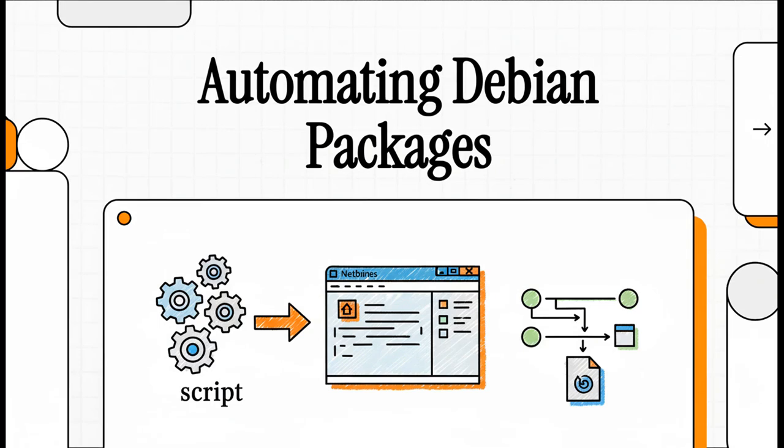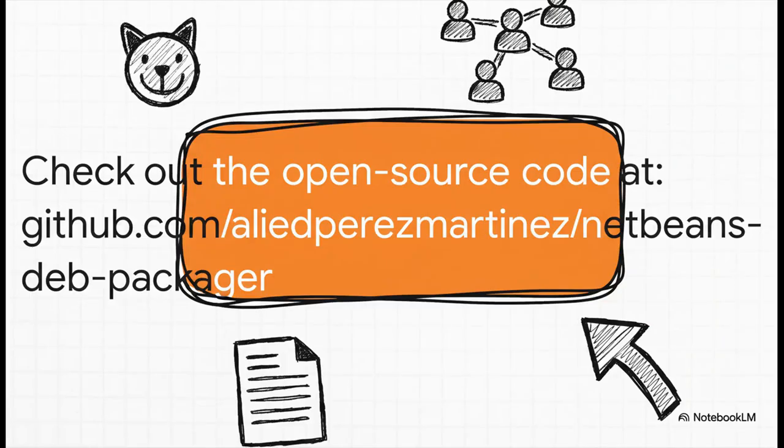Welcome to the Explainer. Have you ever wondered how a plain old .zip file from a developer magically turns into a clean, installable package on your Linux machine? Well, today we're going to pull back the curtain on a script that does exactly that for Apache NetBeans on Debian systems. And the best part is, this whole thing is open source.